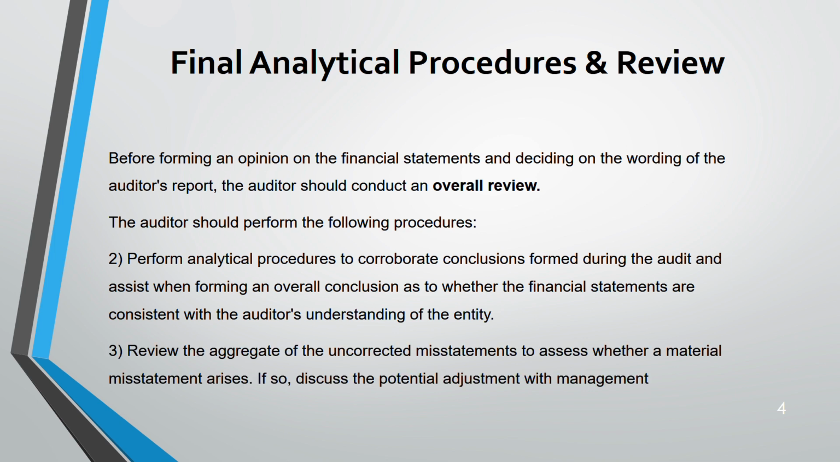Third is to review the aggregate of uncorrected misstatements to assess whether a material misstatement arises or not. You add the total of uncorrected misstatements and decide whether it is going to lead to a material misstatement or not. Because if it leads to a material misstatement, you have to make an adjustment with the management. Now we are going to go through an example to demonstrate how analytical procedure could be done at the review stage.